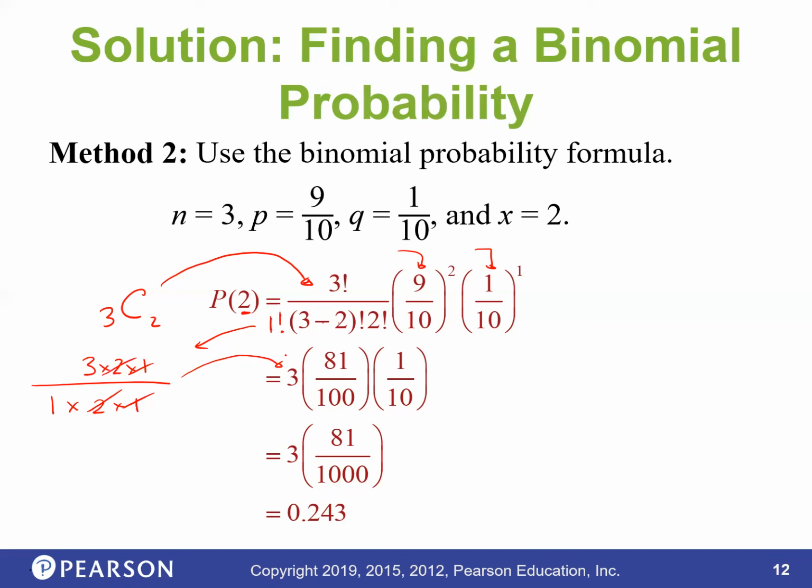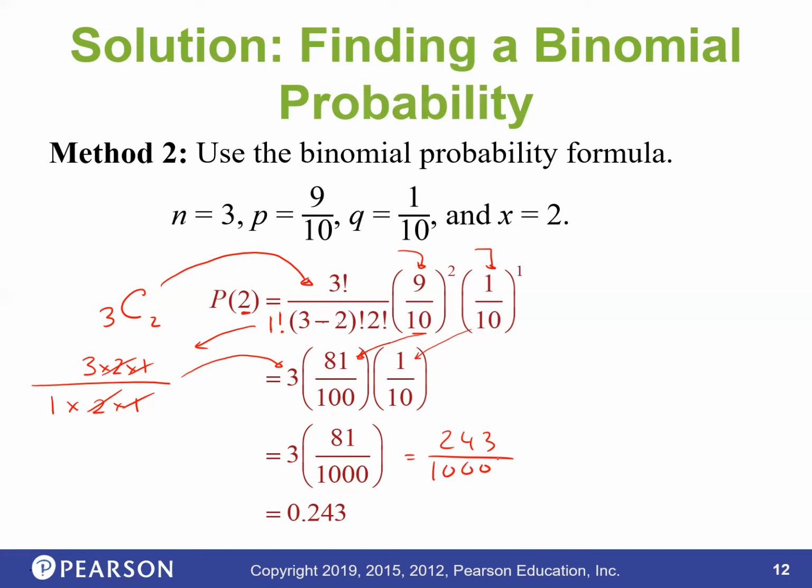And notice we're getting the same numbers, aren't we? Notice the 3 we had before, because we had 3 different ways to get that from the tree diagram. This is the multiplication of 9/10 times 9/10, 81 hundredths. And this is just 1/10 to the first power. And so multiplying all that together, 81 times 1 is 81 still, over 1,000. And 3 times 81 would be 243 over 1,000. Then divide that out and we get our final answer. Hey, this is the same answer we got on the previous slide, true? So that's cool. The numbers work out.